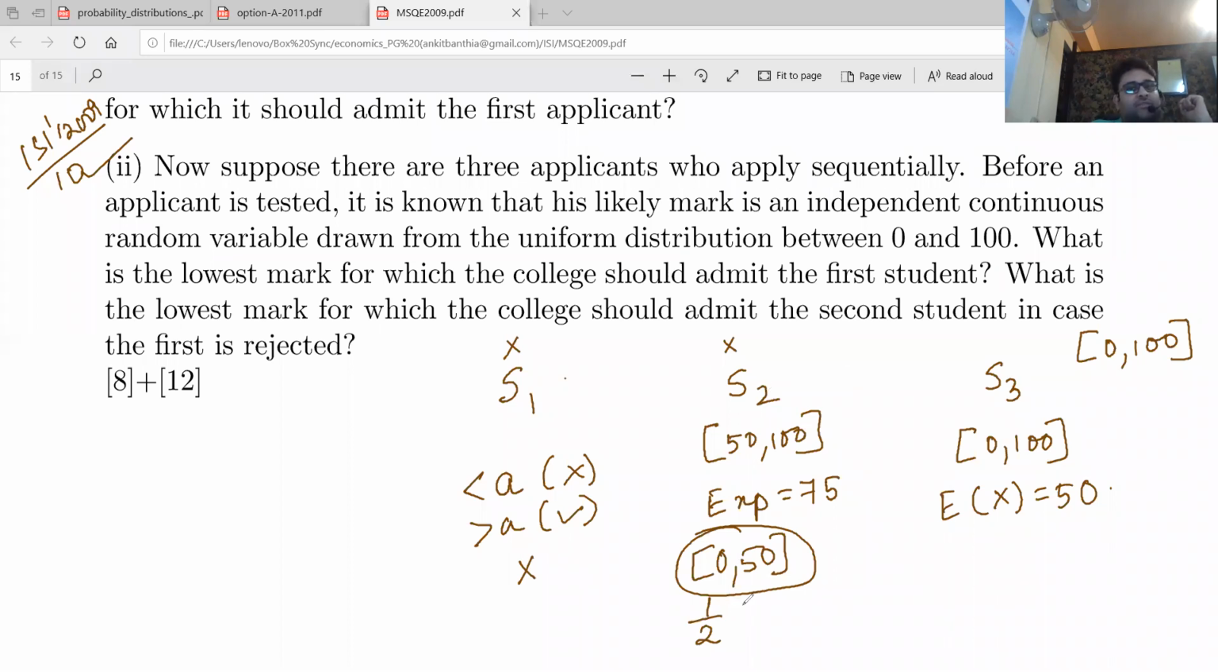And my expected score will therefore be 50. So half is the probability that my expected score is 50, and half is the probability that the second student will score between 50 to 100, and the expected score will be 75.